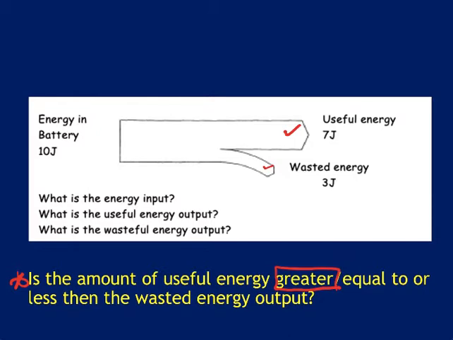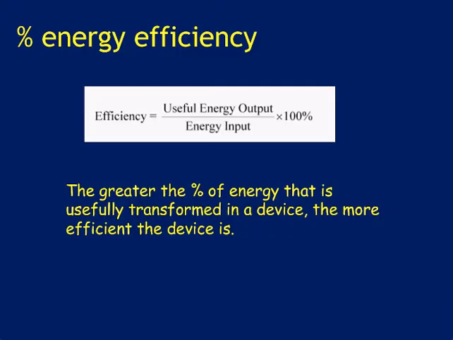The energy input we've got here is 10 joules, the useful output is 7 joules, and the wasted energy output is 3 joules. So if you need to, make sure you have put this into your book, because this is one of our examples. Pause if you need to. Now we have to do the piece of maths that goes with this.